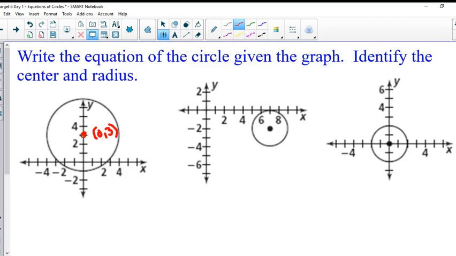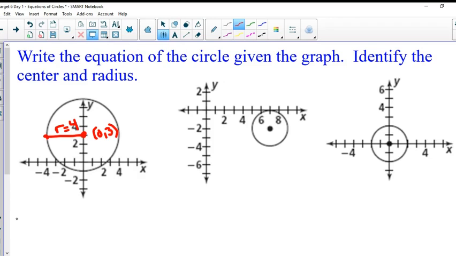Now remember the distance from the center to the side of the circle, that represents the radius. Now in this case, we're going 1, 2, 3, 4 units. So our r is equal to 4. Now, taking that information, center being (0, 3), and r being 4, we're going to use that general form of the equation, and we're going to substitute that information in.